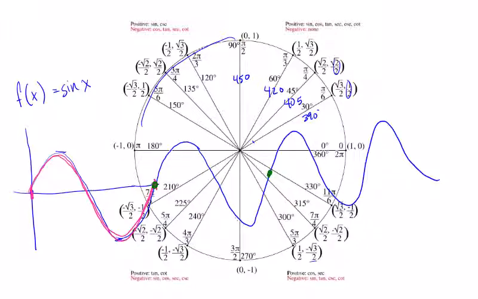Okay, all right, and what we notice is the period is from 0 to 360, right? That's what it takes to make a full rotation around the unit circle, or around any circle really for that matter, right? And so the period of a sine graph is 360.